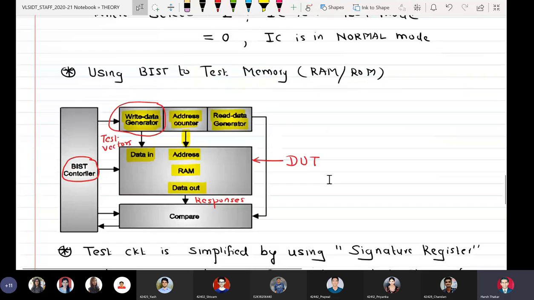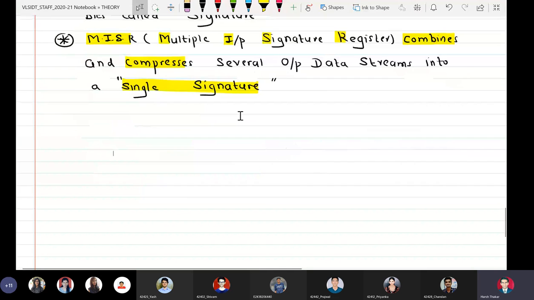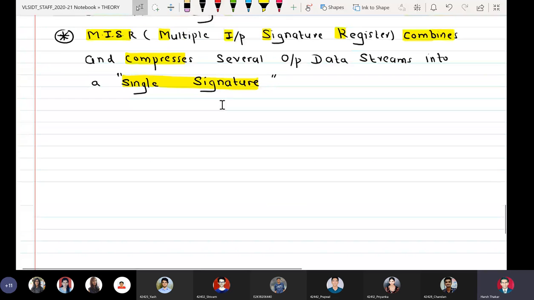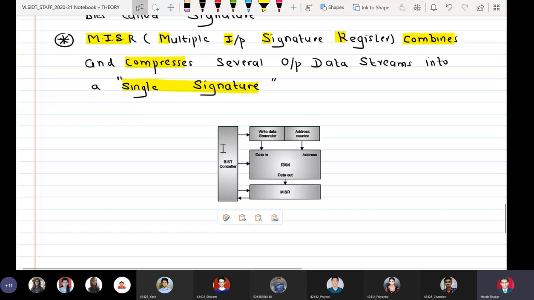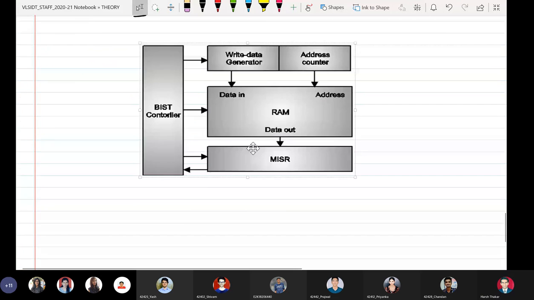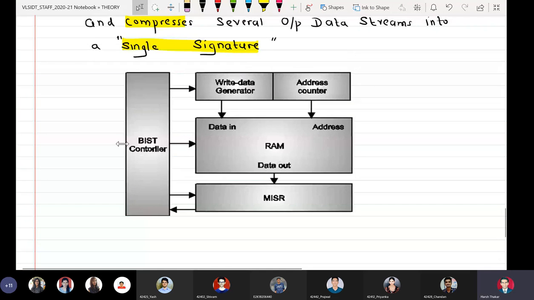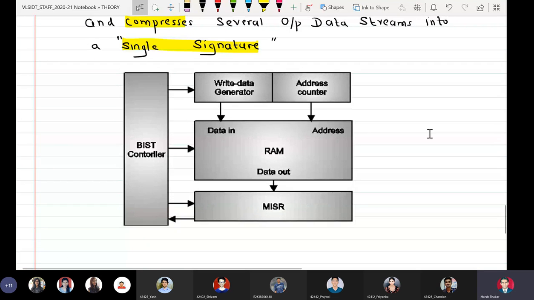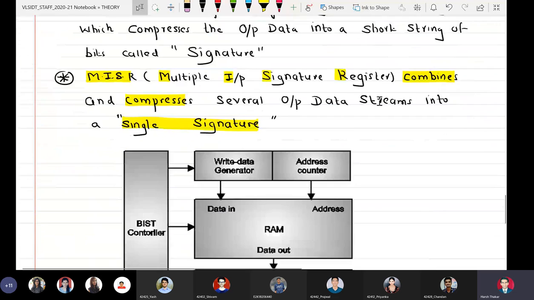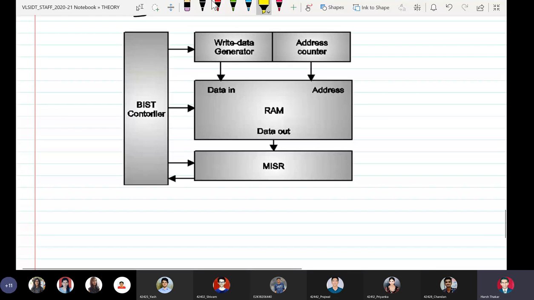Okay. So we have a modification of the above block diagram as follows. Everything else remains the same. The only difference is that two blocks have been removed. The address counter and the comparator have been replaced by MISR. Okay. So everything else remains the same.